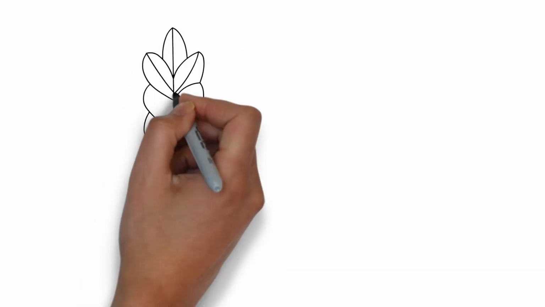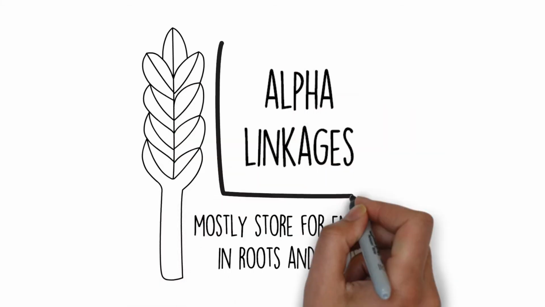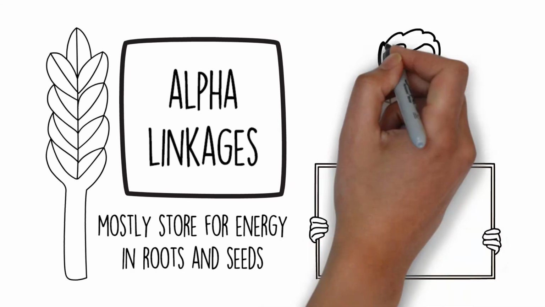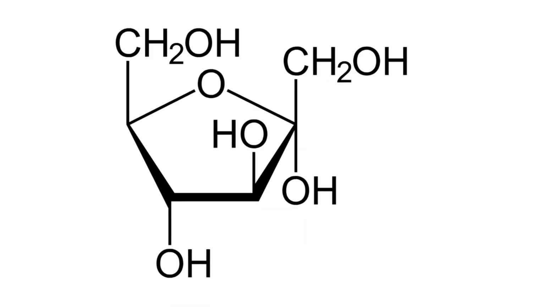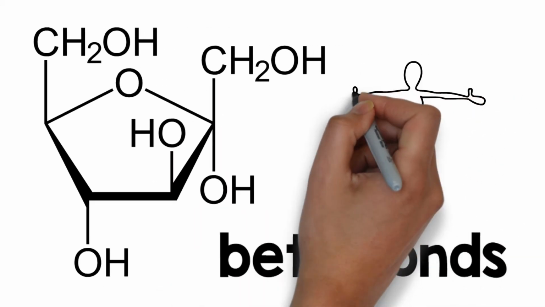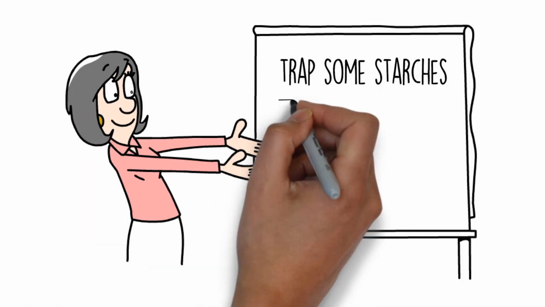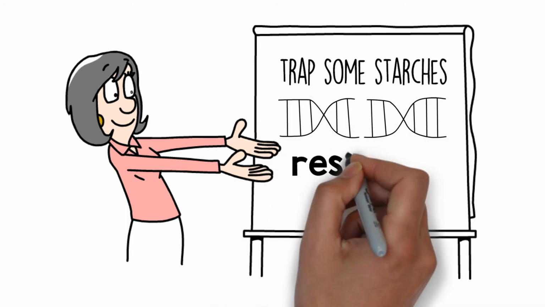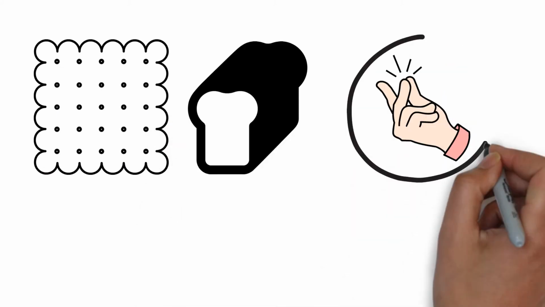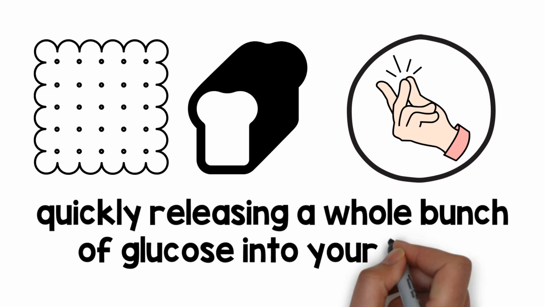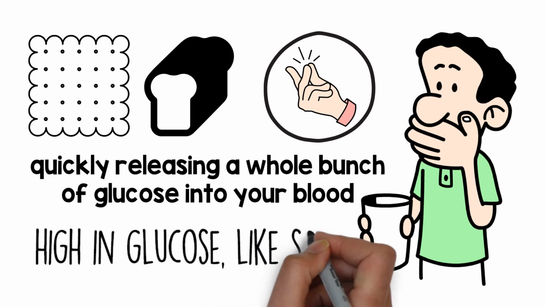In starches, which plants mostly store for energy in roots and seeds, glucose molecules are joined together by alpha linkages, most of which can be easily cleaved by enzymes in your digestive tract. But in fiber, the bonds between monosaccharide molecules are beta bonds, which your body can't break down. Fiber can also trap some starches, preventing them from being cleaved, resulting in something called resistant starch. So, foods high in starch, like crackers and white bread, are digested easily, quickly releasing a whole bunch of glucose into your blood. Exactly what would happen if you drank something high in glucose, like soda.